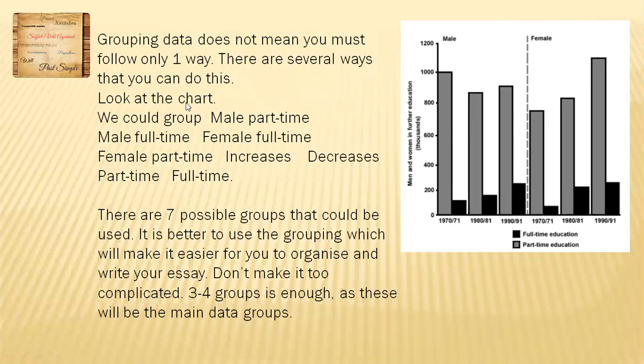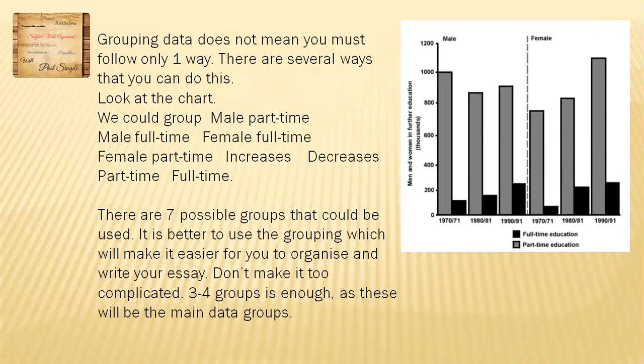So look at the chart. We could group male part-time here, male full-time here, female full-time here, female part-time here, increases here, 1, 2, 3, decreases 1, part-time this, full-time this. So you've got plenty of choice. For a graph like this, you have plenty of choice. So there's 7 possibilities that we could use.